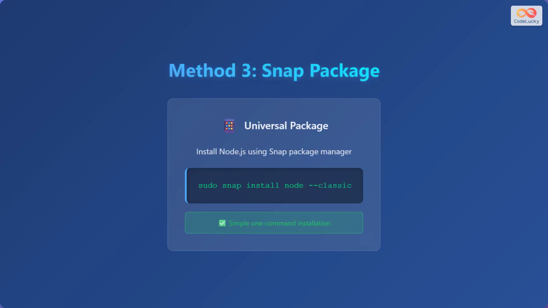As an alternative, we can use snap package, which is a universal package. Install Node.js using Snap Package Manager by running the command sudo snap install node --classic. This provides a simple one-command installation.